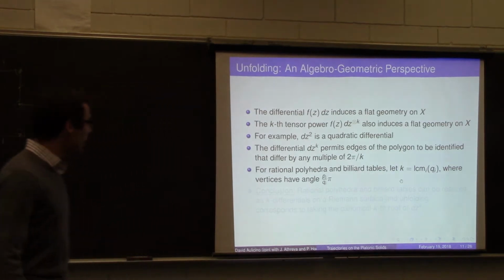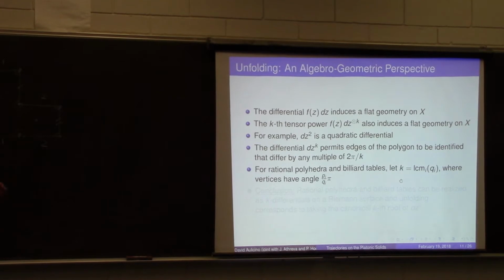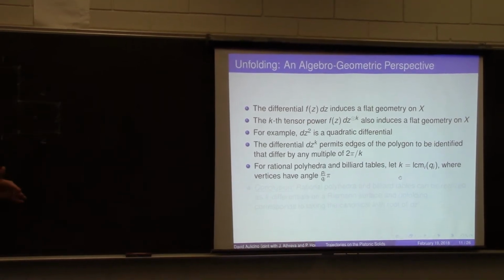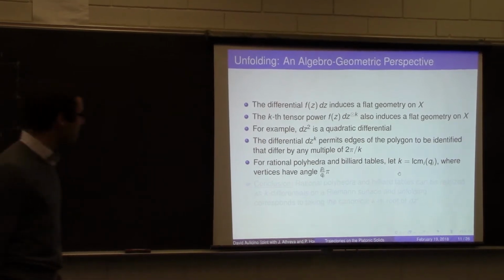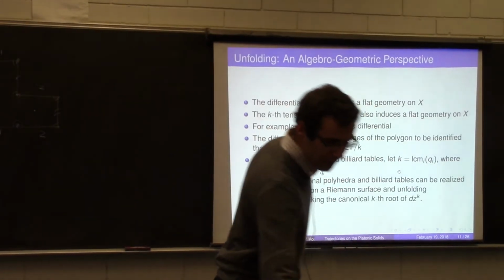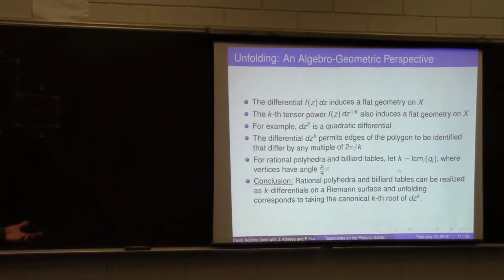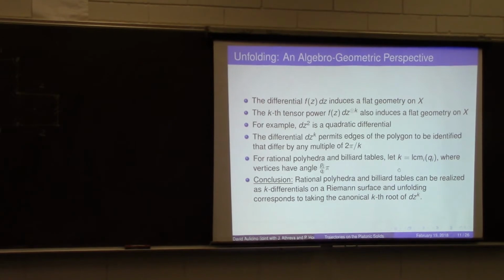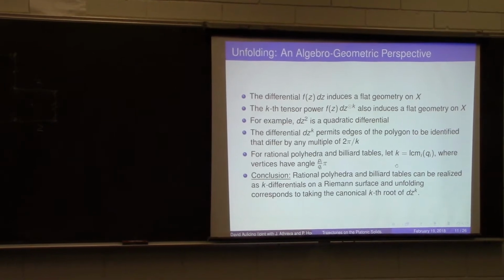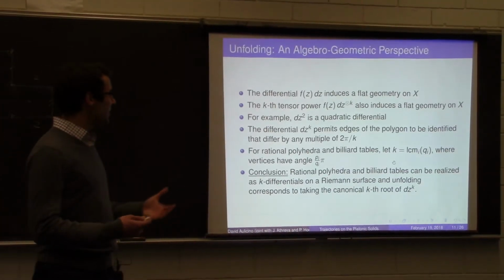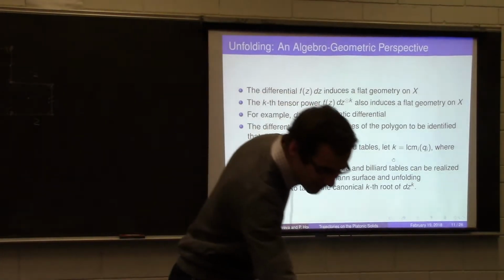And so for all rational polyhedra, forget about the Platonic solids and billiard tables, we can just take the least common multiple of all the denominators of the angles and realize that directly as a k-differential. This is just the observation that all of these things can be realized as k-differentials on a Riemann surface, and unfolding corresponds to taking the canonical kth root, dz to the k. So there is something else going on here other than just what I think are nice pictures.